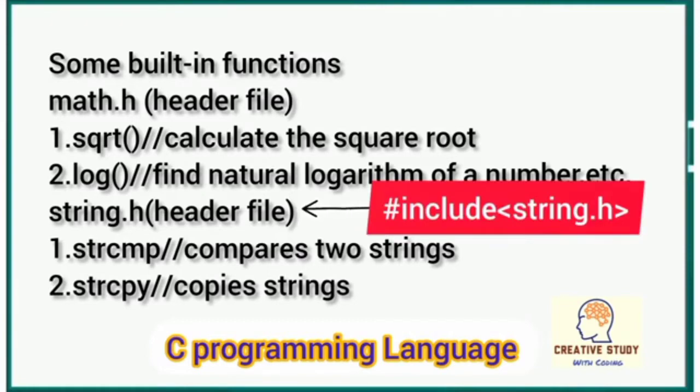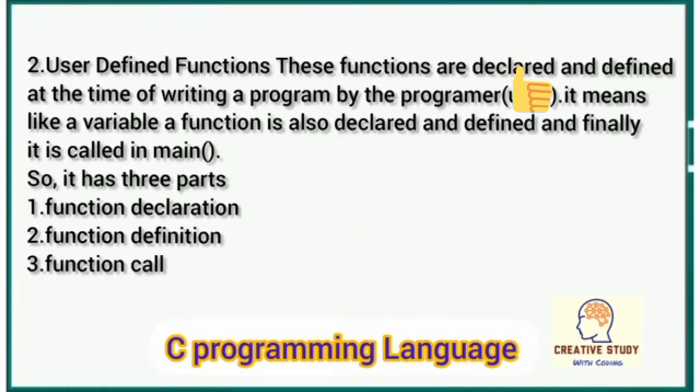Next, we'll learn user-defined function. User-defined functions are declared and defined at the time of writing a program by the programmer. It means like a variable, a function is also declared and defined, and finally it is called in main function. So it has three parts: function declaration, function definition, and function call.